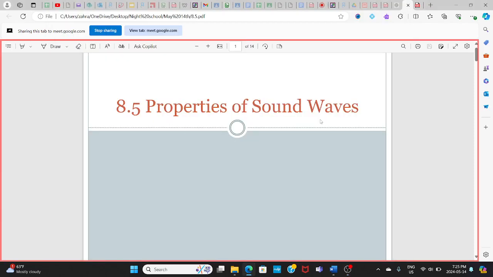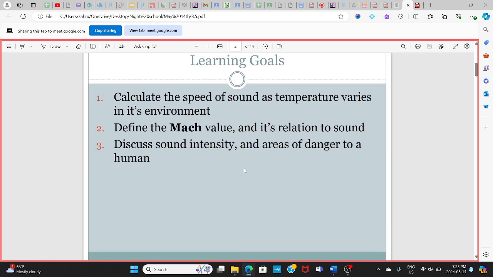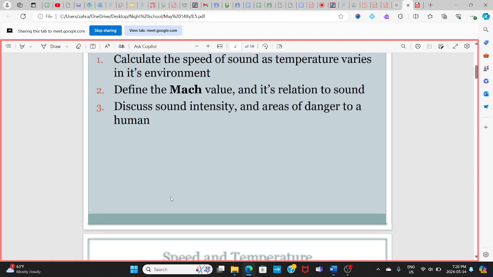So, properties of sound waves. Here are the learning goals. Calculating the speed of sound as temperature varies in its environment. We want to define the Mach value and its relation to sound. Discuss sound intensity and areas of danger to the human ear.